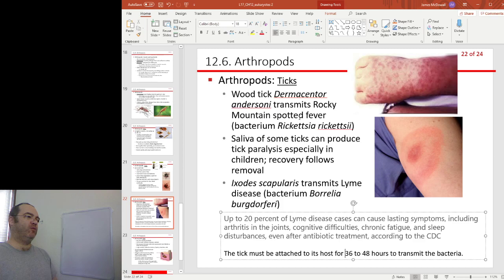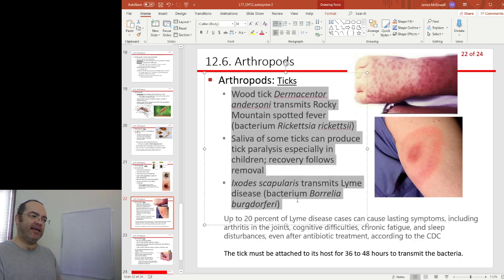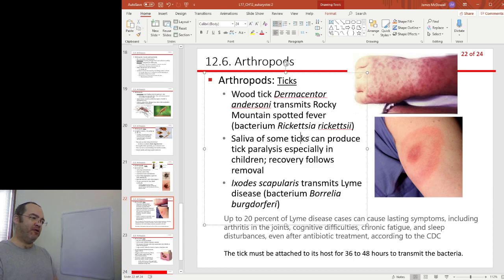The fact that ticks can have so many diseases, yet are not affected by those diseases. There's some ideas that ticks have an unusual immune system, that all of these bacteria that are inside the tick can't actually hurt the tick itself.